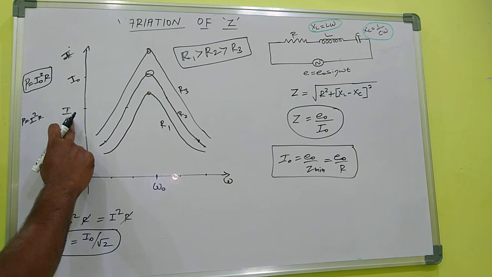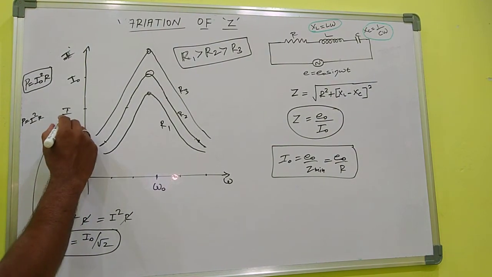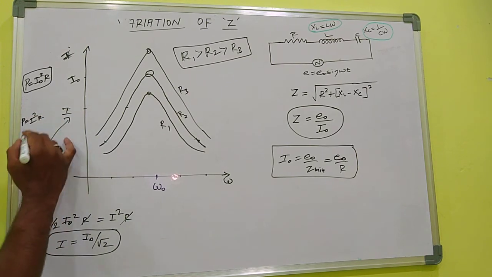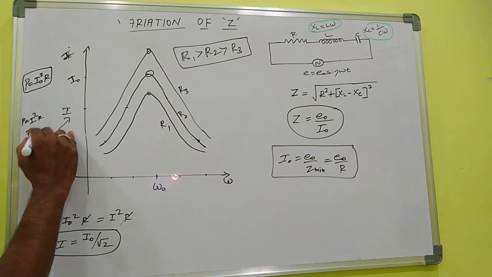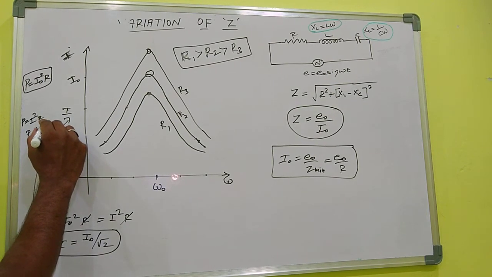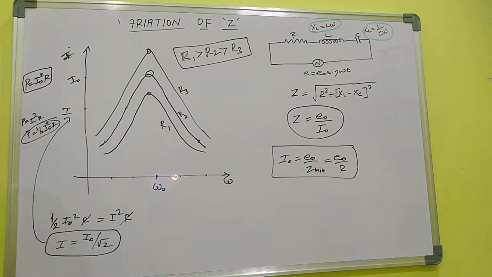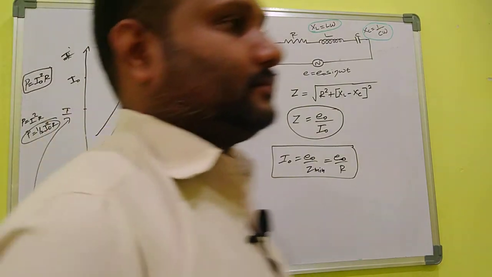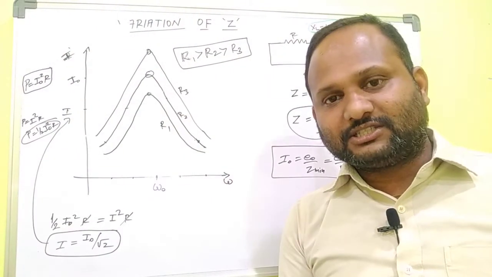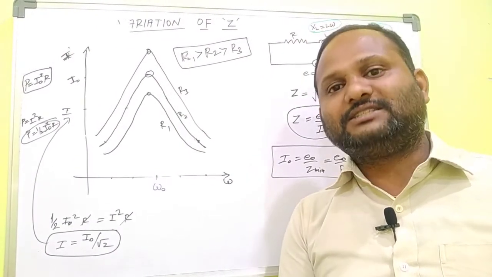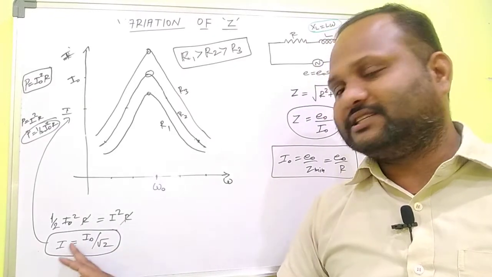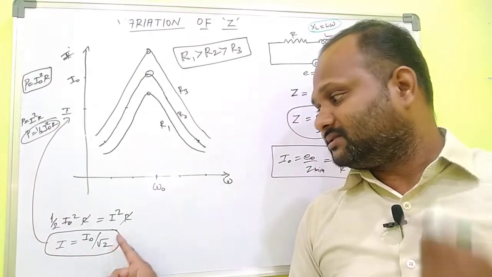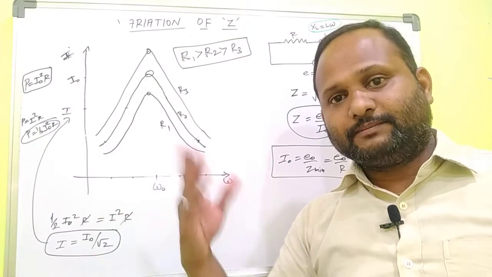For example, if we consider I equal to I naught by root 2, then the power will be half, half I naught square R. At a particular value of current, the power will be half. What is the particular value of current? I is equal to I naught by root 2. This will be helpful in future.